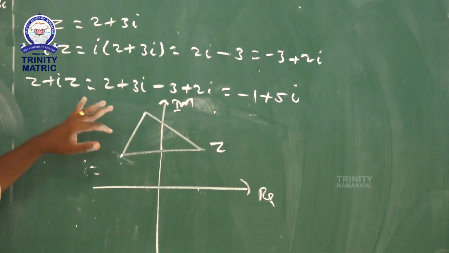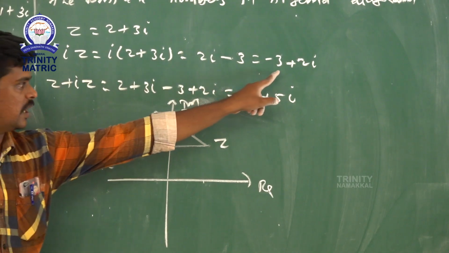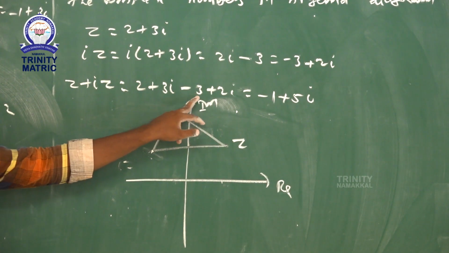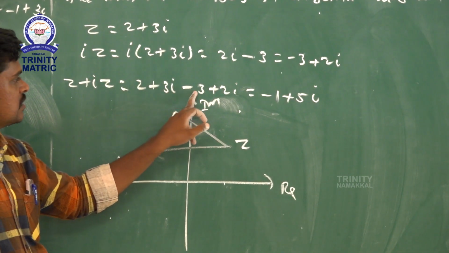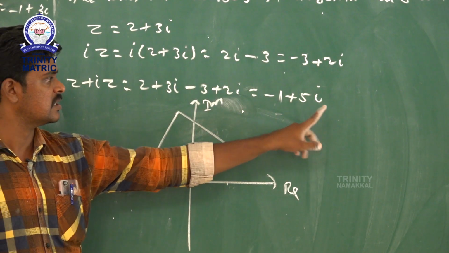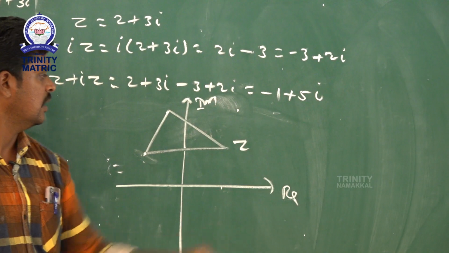Next, z plus iz. Here z is the same term, and iz is also here. Put it here. Next, 2 minus 3 are the real terms, 2 minus 3, the answer is minus 1. Next, 3i plus 2i, the answer is 5i. So the final answer is minus 1 plus 5i.